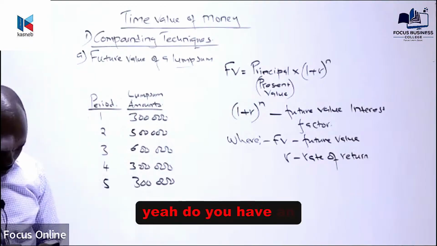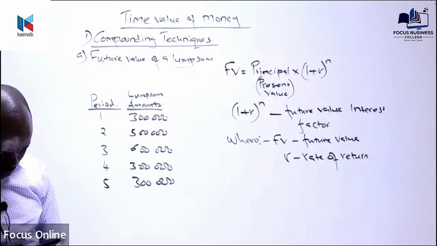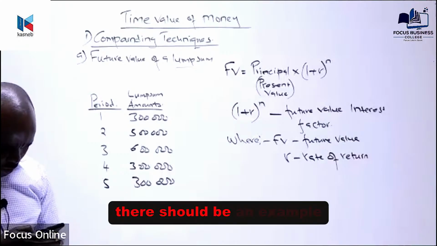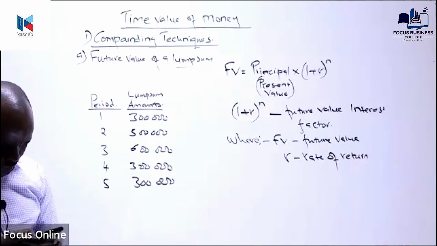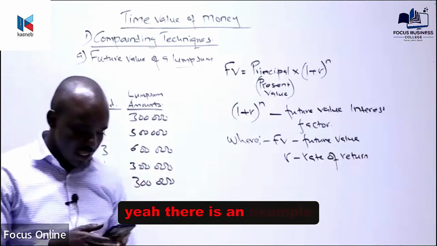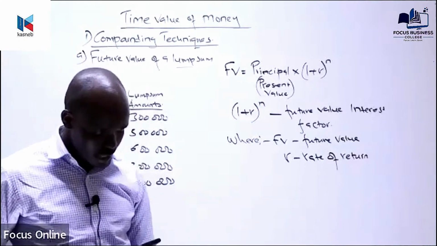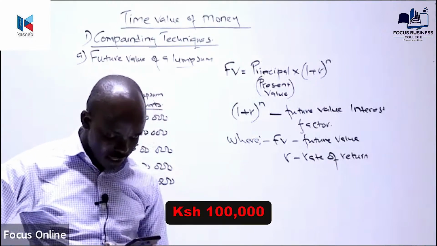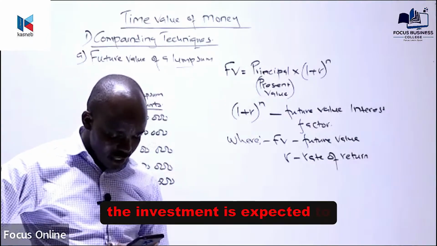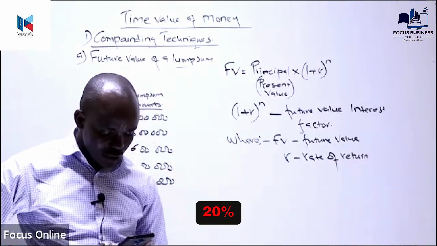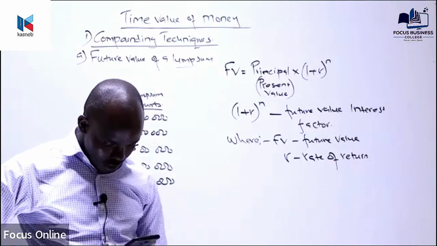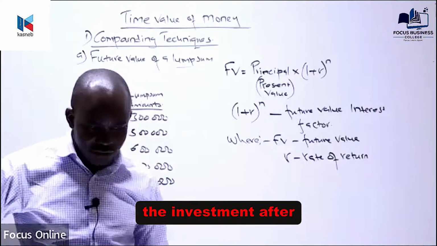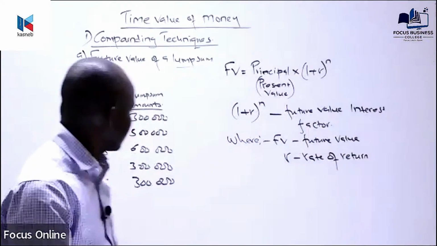Do we have an example there? There should be an example somewhere. Yeah, there is an example there. Look at that example. They're saying, assume that you've just invested Kenya shillings 100,000. The investment is expected to earn interest at a rate of 20% compounded annually. Determine the future value of the investment after 3 years.